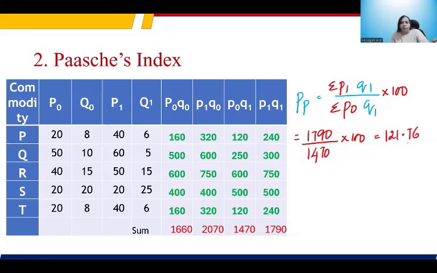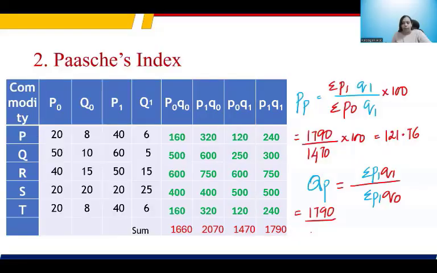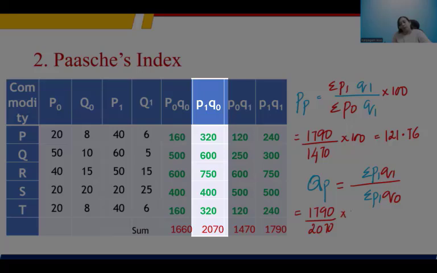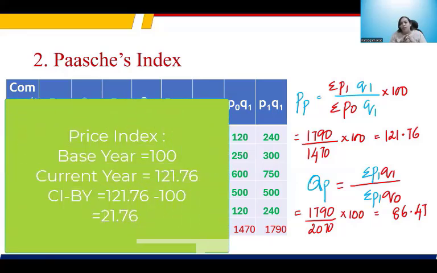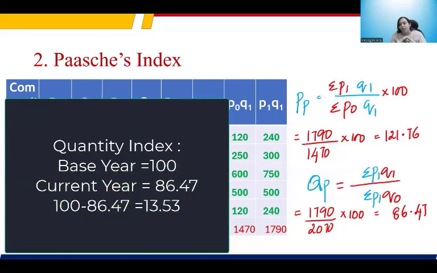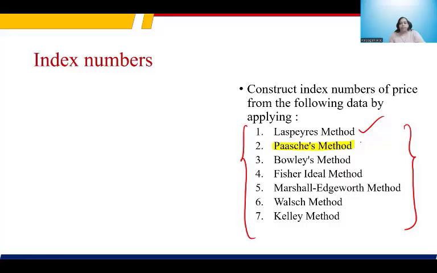121.76, which means from the base year, there is an increase of 21%. Now let's calculate the quantity index as well. Summation of P1 Q1, 1790, upon summation of P1 Q0, 2070, multiplied by 100. 86.47. According to this method, the price has increased by 21% and the quantity has decreased by 13.53%. You have finished Paasche index as well. We have finished with Paasche method.